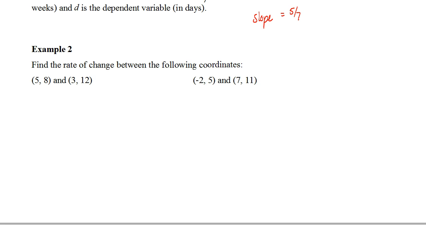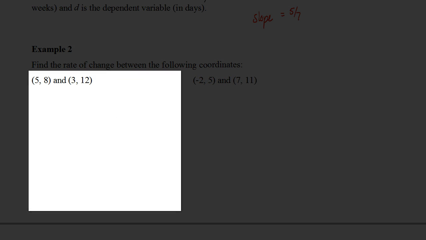These two don't give us an equation, they give us two coordinates. We want to find the rate of change between those two coordinates. So remember the formula for rate of change, or to find the slope, is where we find the change in y, the y2 minus y1 over the x2 minus x1.